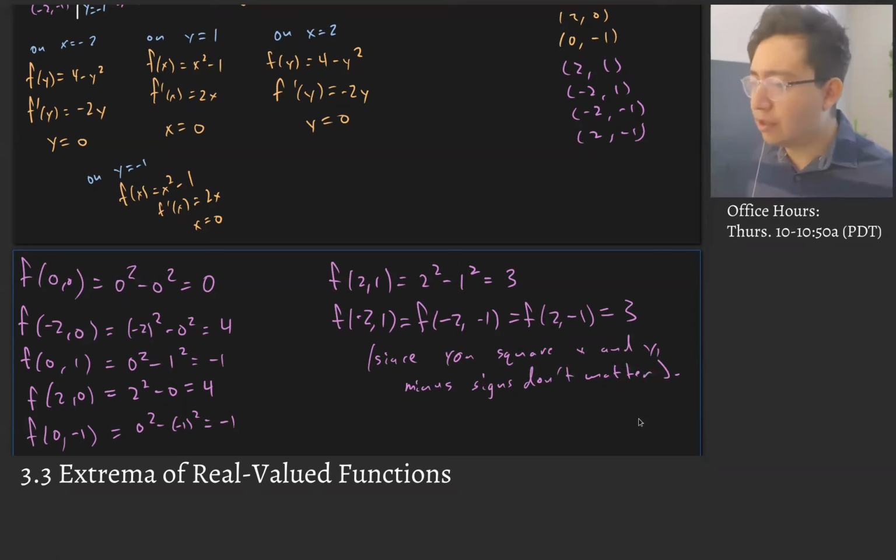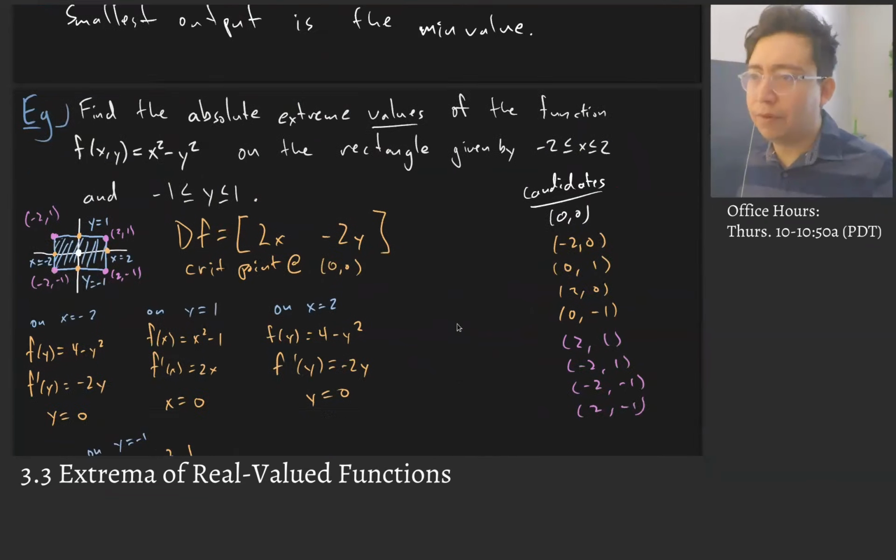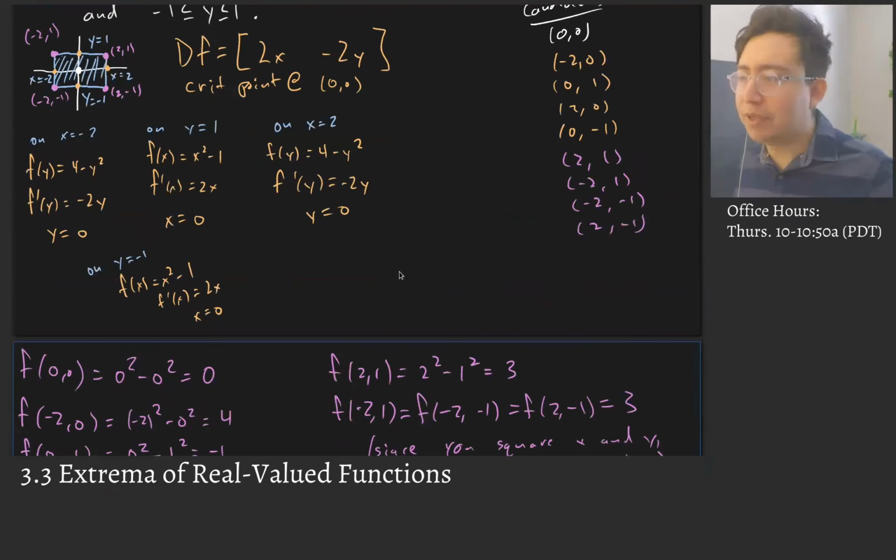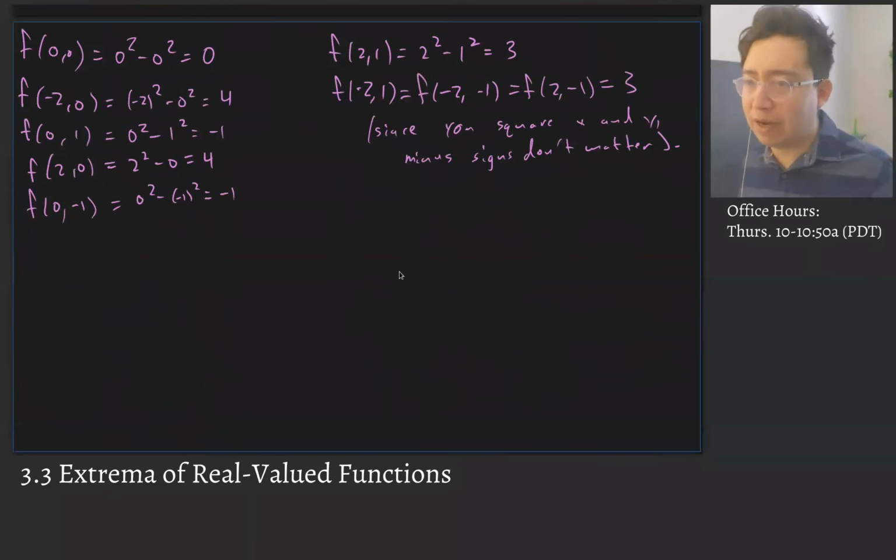Okay. So if we were looking for the extreme values, that means we're looking for the biggest input and the biggest output. So the max value was 4. And in this case, it shows up twice, but that doesn't change the fact that it's the max value. And then the min value is -1.